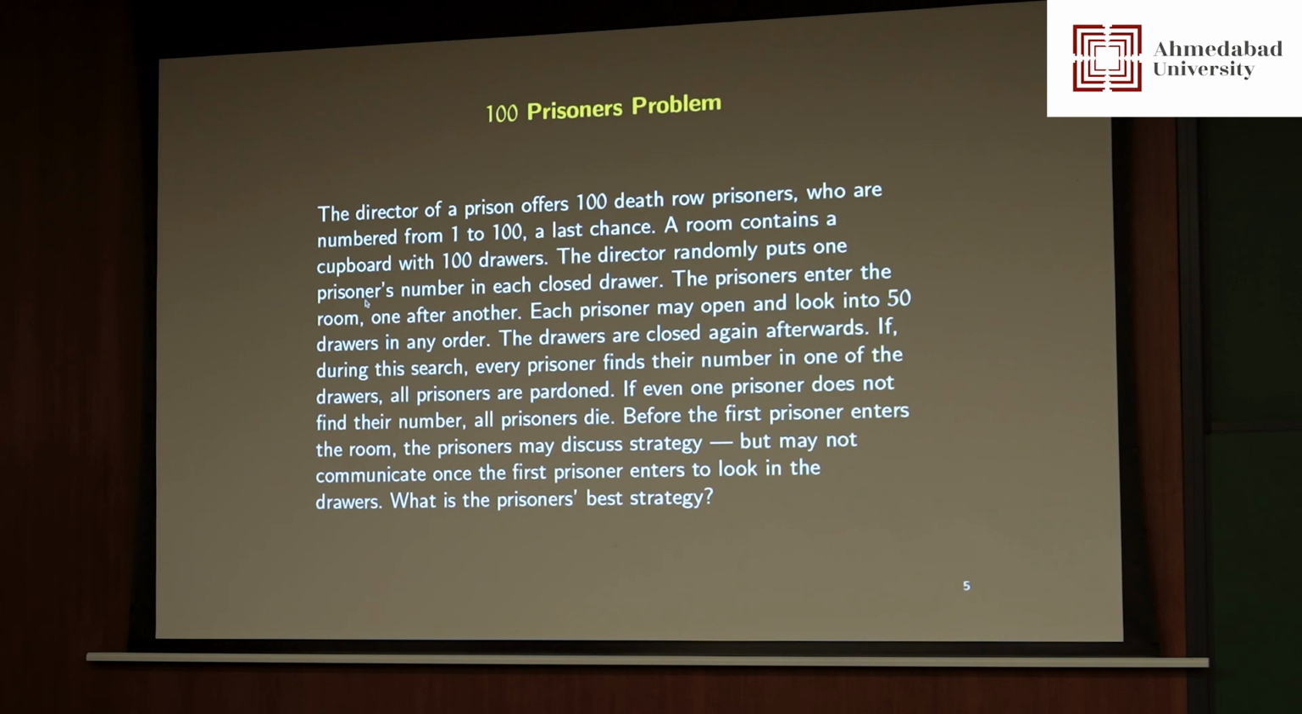It might look like a very difficult problem, because if you think naively, then you would see that probably the probability of each prisoner finding their own name is 1/2, because 50 drawers out of 100 drawers, so half, and each prisoner gets the chance, so 1/2 multiplied 100 times, which is 1/2 to the power 100, a very minuscule probability of finding the name or the number.